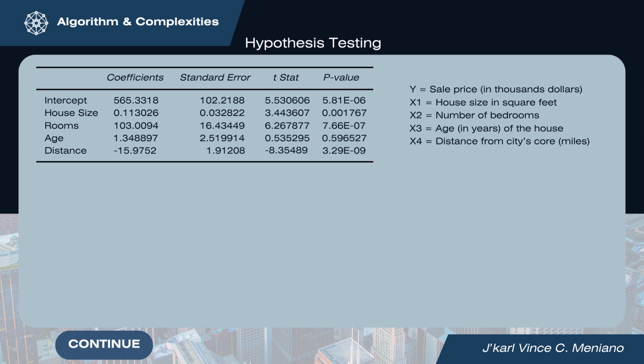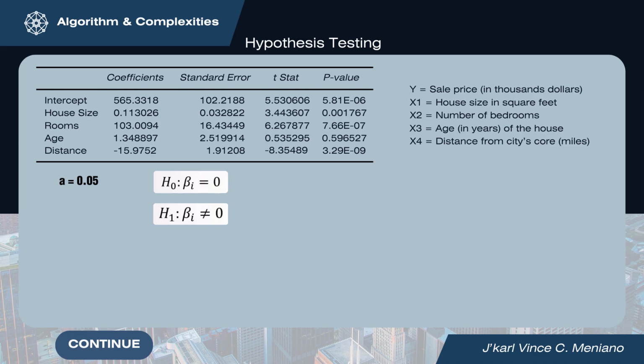Next, we move on to testing the significance of each regression coefficient. For each independent variable xi, the null hypothesis will be that the regression coefficient is equal to 0, that is, not significant. And the alternative will be that beta i is not equal to 0, meaning the coefficient is significant in the model. That is, the corresponding x variable is linearly related to y. We are testing this at alpha equals 0.05.